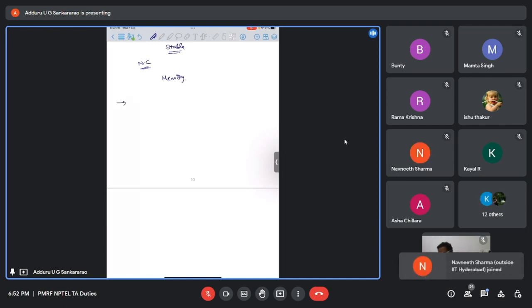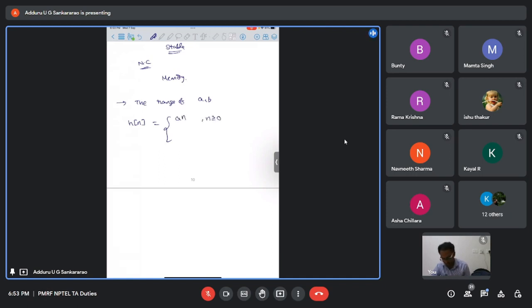Fine. Another question we will solve: the range of A and B for an LTI system. Let us say an LTI system with impulse response given as A power n for n greater than or equal to 0 and B power n for n less than or equal to 0. The impulse response of an LTI system is given. Find the range of A and B for the LTI system to be stable.